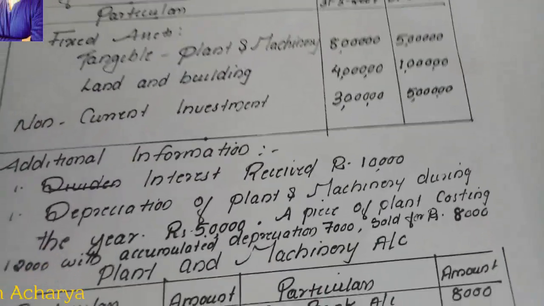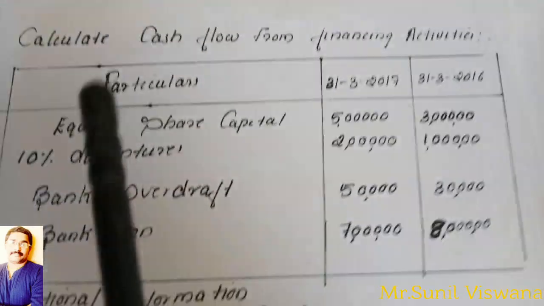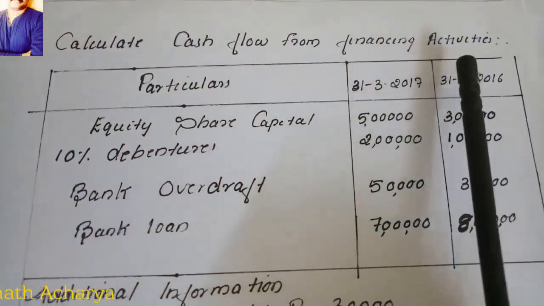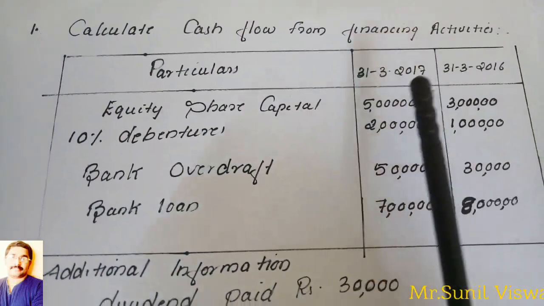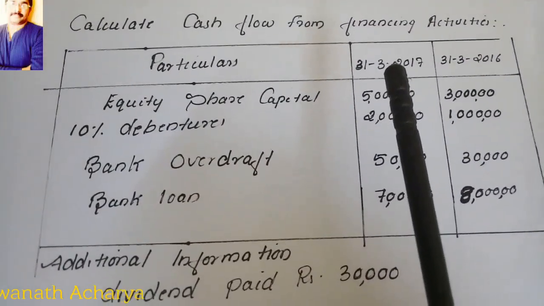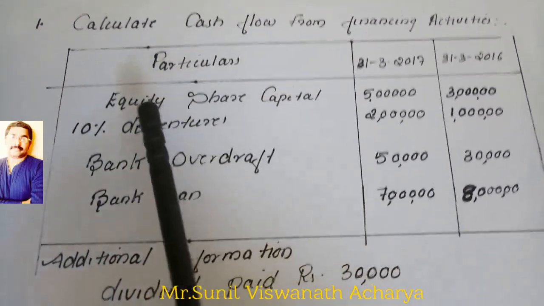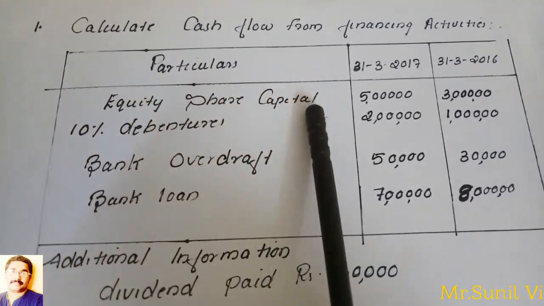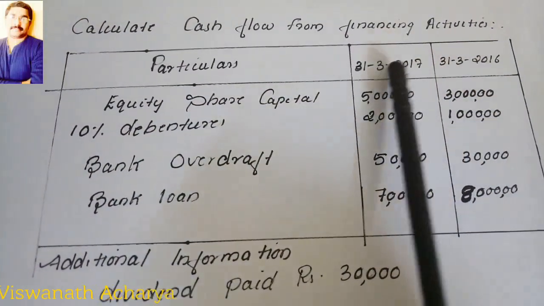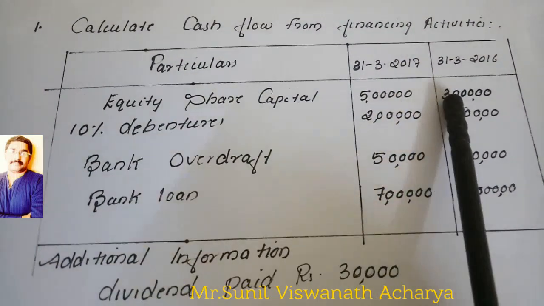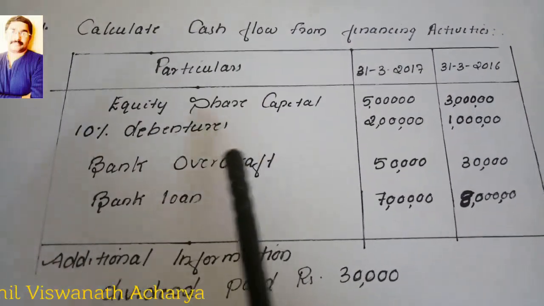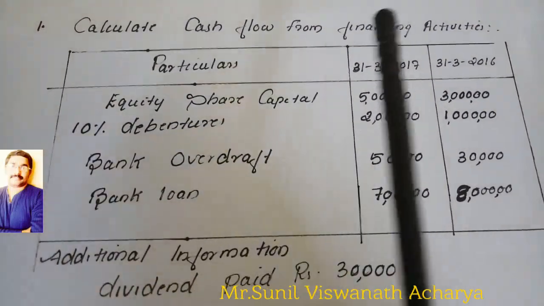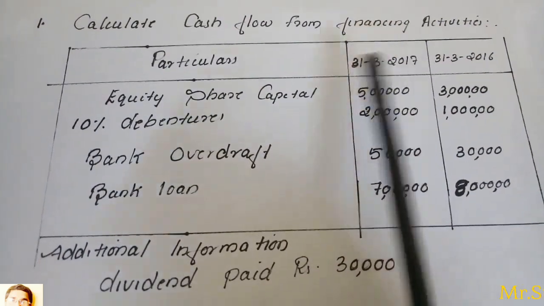Okay, now another question. In the question it is given, calculate cash flow from financing activity. We know financing activity is related to the sources by which we are raising finance, mainly equity share, preference share, debenture, bank loan and all. Some information is given: equity share capital for 2016 and 2017, debenture, bank overdraft. We know bank overdraft is a current liability, but in the cash flow statement we consider it a financing activity, that we already studied.